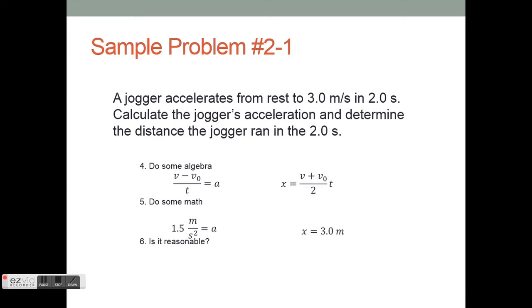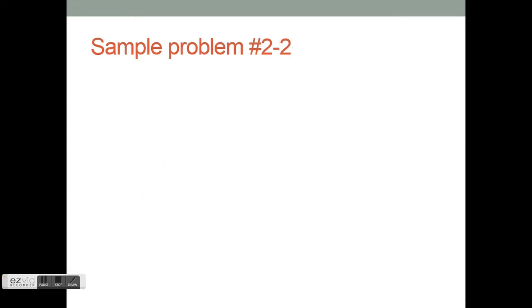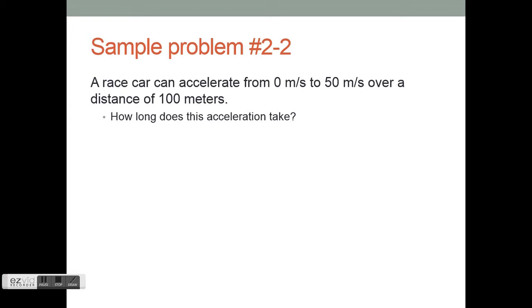And the question, is it reasonable? Well, these are not unreasonable speeds, 0 and 3 meters per second. It took you 2 seconds to do that. That's a pretty small acceleration. That would seem to be reasonable. 3 meters also would seem to be reasonable. The thing to think of if you want to ask, is it reasonable? Are you getting numbers that are about the same size as the numbers you're working with?